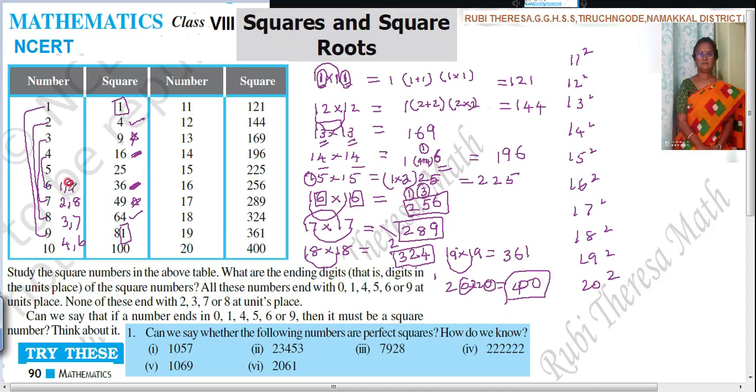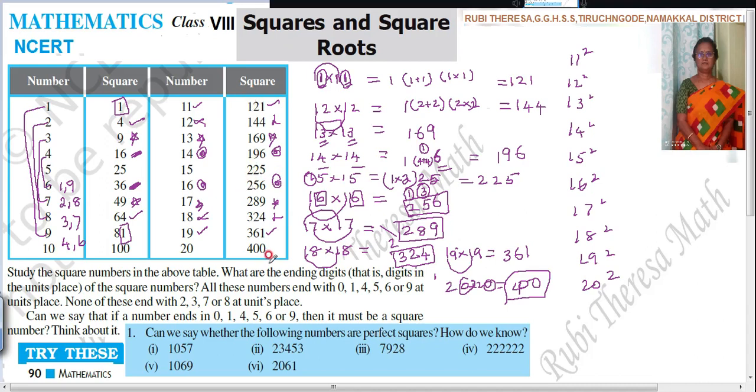So 1 and 9 means the numbers ending with 1 and 9, the unit digit will be 1. The numbers ending with 2 and 8, the unit digit will be 4. The numbers ending with 3 and 7, the unit digit will be 9. The numbers ending with 4 and 6, the unit digit will be 6.